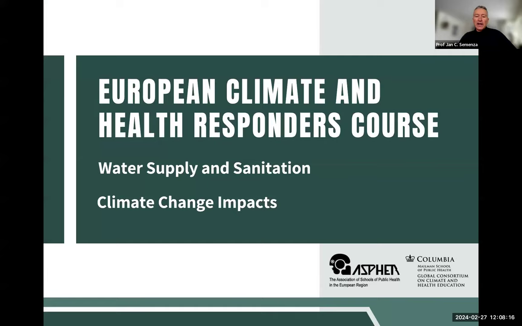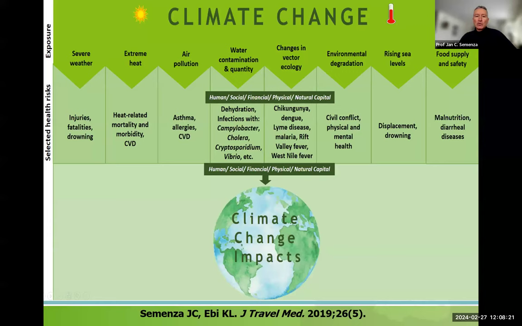Just to give you a quick overview, on this slide you can see how climate change manifests itself with a lot of different types of exposures. We addressed extreme heat as a dedicated session just a couple of weeks ago, and we spoke about air pollution last week. Today I will touch on water contamination due to these climate impacts and how that also impacts water quantity. These exposures are modulated by human, social, financial, physical, and natural capital in society, which translates into health risks for individuals.